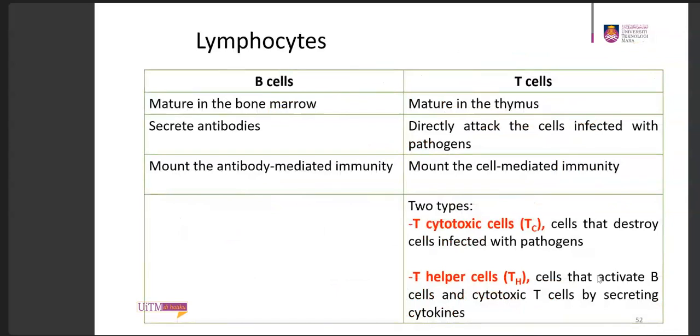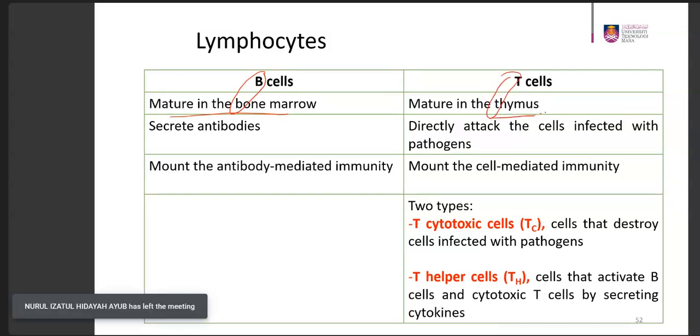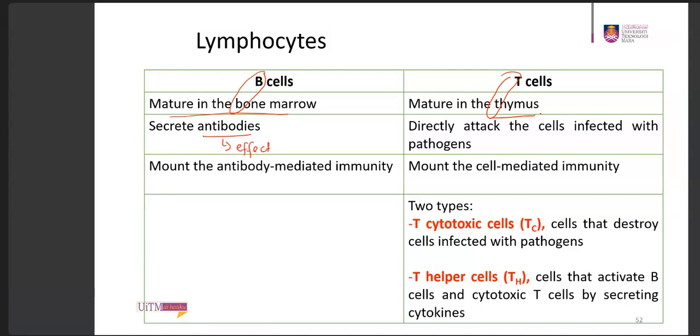Okay, so this table basically shows the difference between B and T cells. So B cells, it matures in the bone marrow, kan? So nak ingat dia, the B cell matures in the bone marrow, and T cell matures in the thymus. Okay, and then B cell secretes antibody. Okay, so the effector, I will write it again. The effector B cell that is responsible for secreting the antibody, or we can also call it as the plasma cell. Okay, and then as for the T cell, directly attack the cell infected with pathogen.